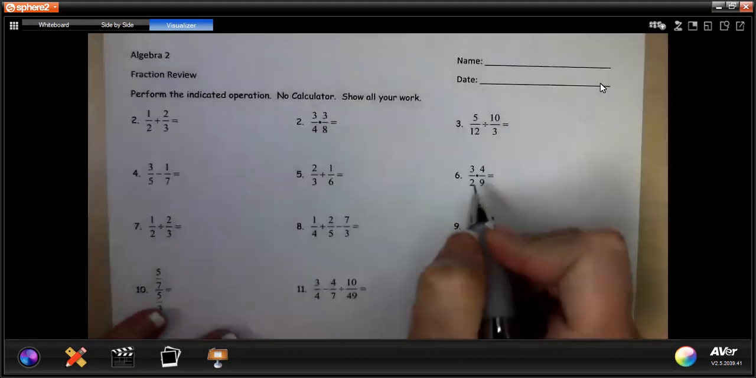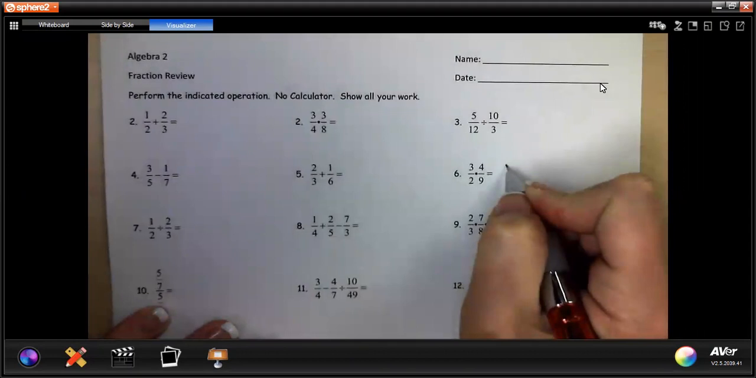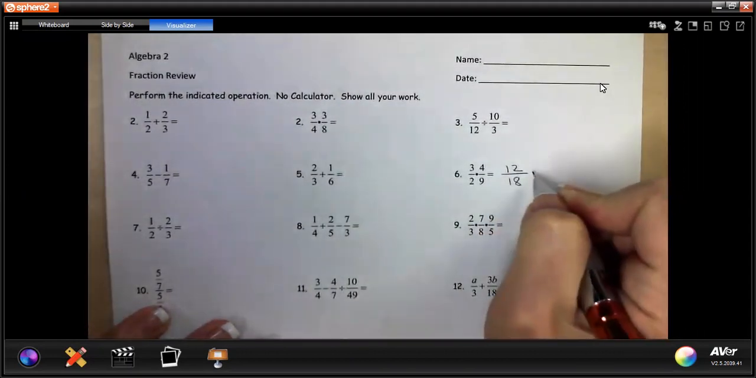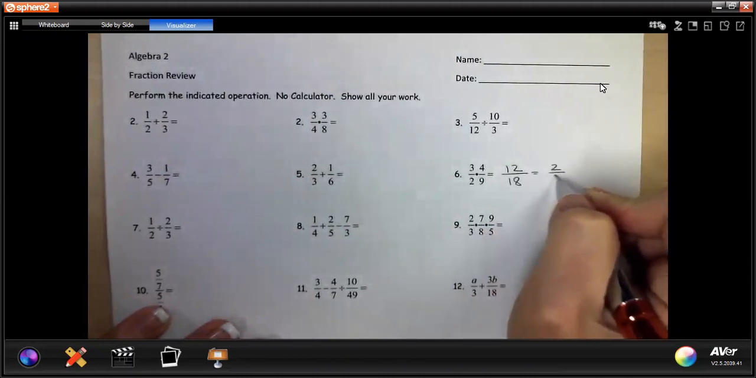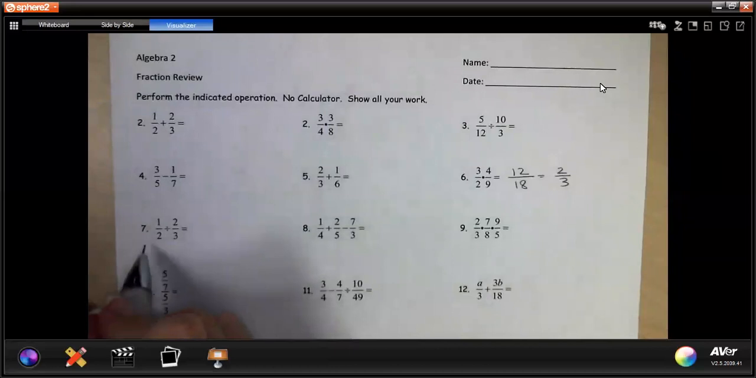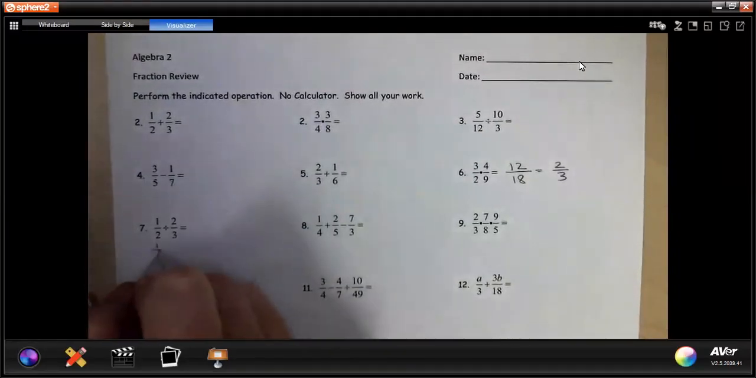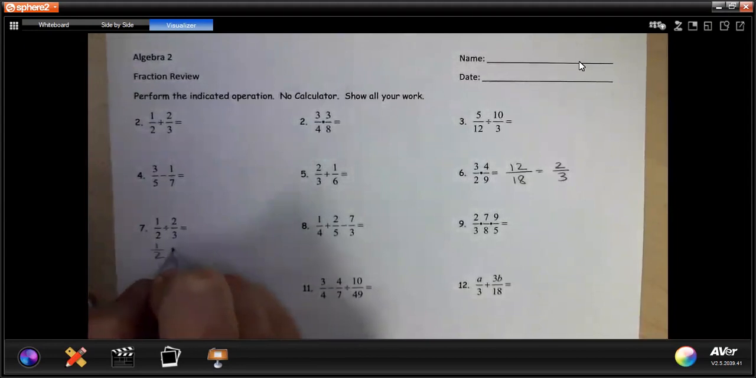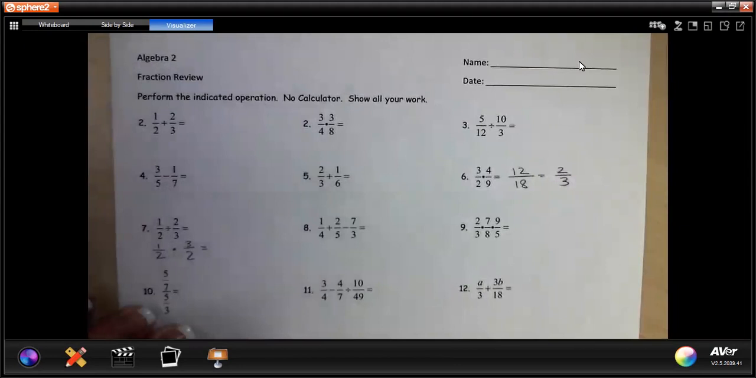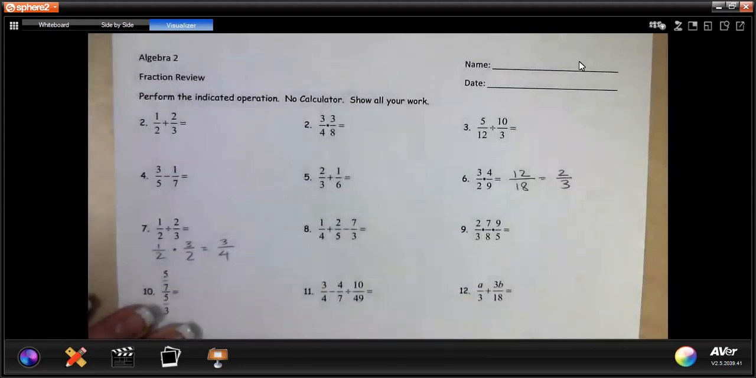So we said when we multiply, like this one here, we multiply straight across. And so we get 12 over 18. And then we can reduce that to 2/3. When we divide, we're doing the same thing. Here, we're just changing it to multiplication first, by keeping the first fraction, changing division to multiplication, and then flipping the second fraction. And then we multiply across, and we get 3/4.